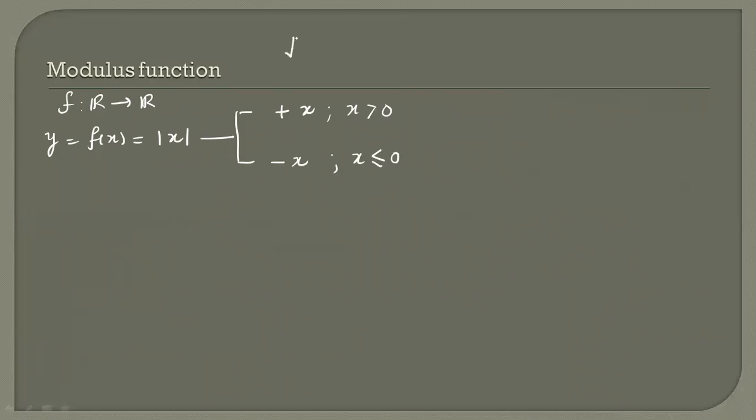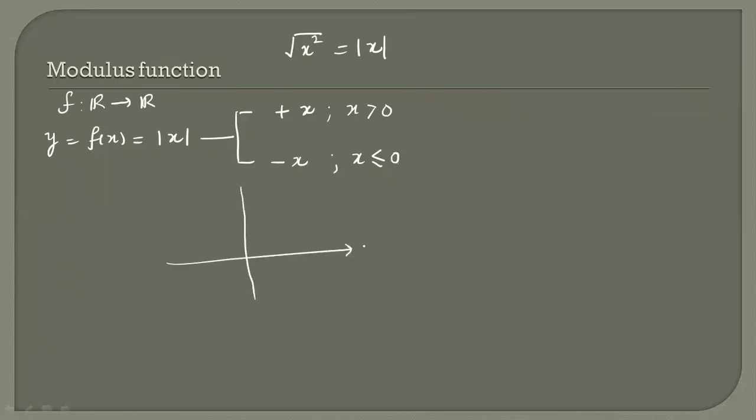So mod x is nothing else. Under root x square is actually mod x here. Under root x square is mod x. So it is always positive, because if x is negative, then I am supplying a negative sign here. So negative, negative, it will become positive.